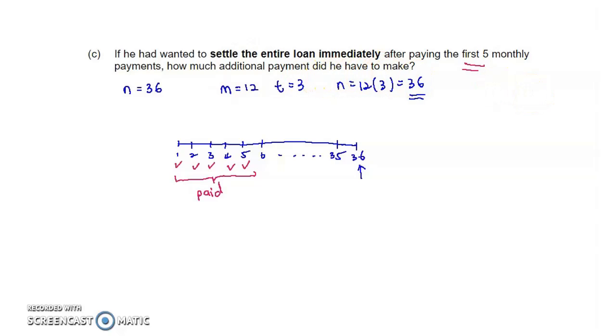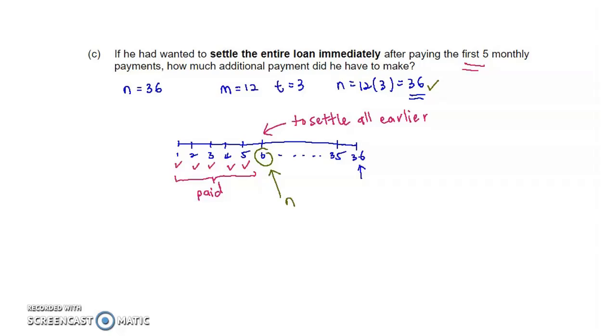So meaning to say that on the 6th month here, you want to settle everything earlier. Before 36 months, you want to settle it earlier, where you want to settle it all on the 6th month. Okay, the total number of payments is 36. So on the 6th month here, how many payments do we actually want to make?